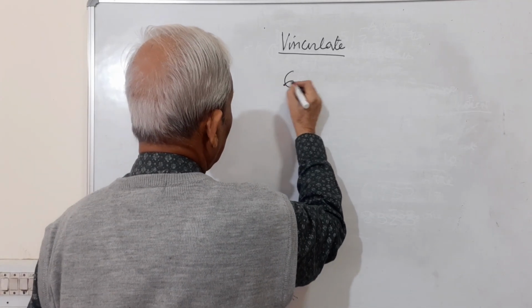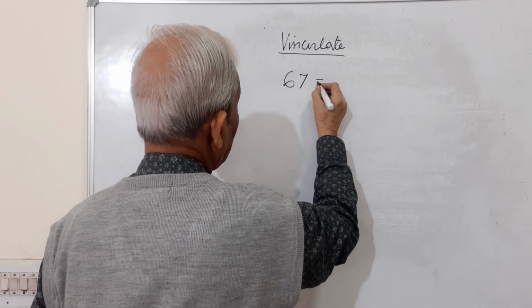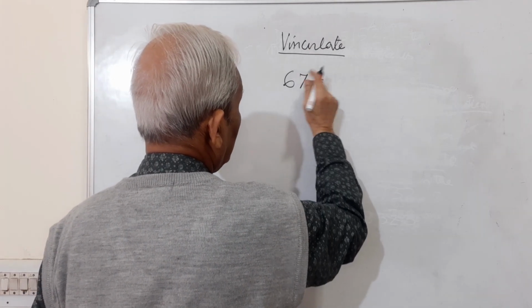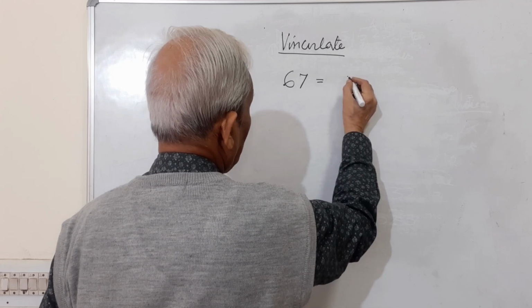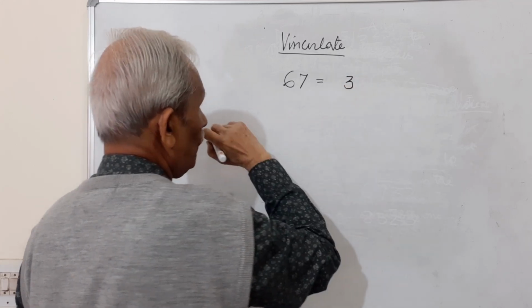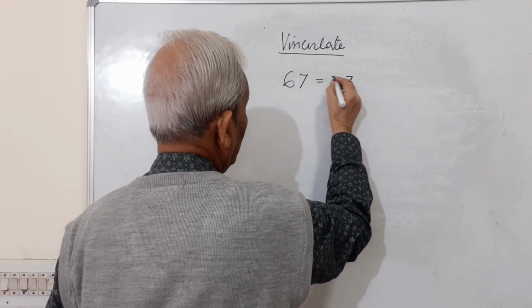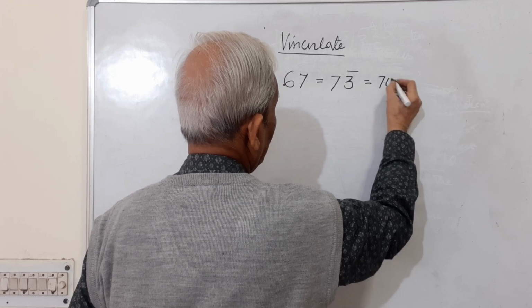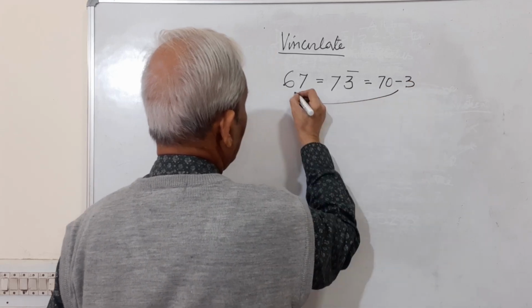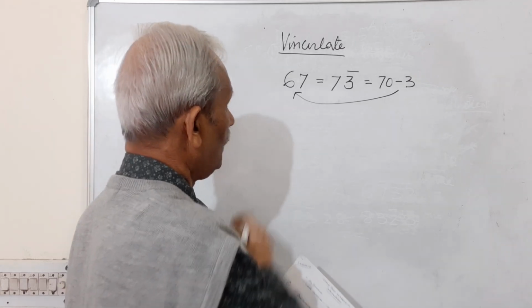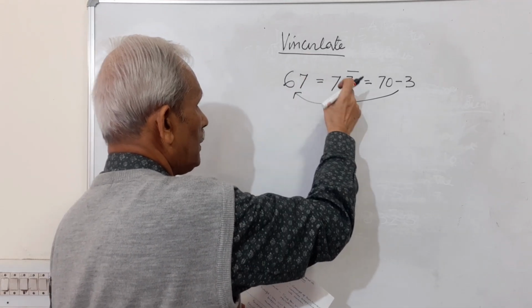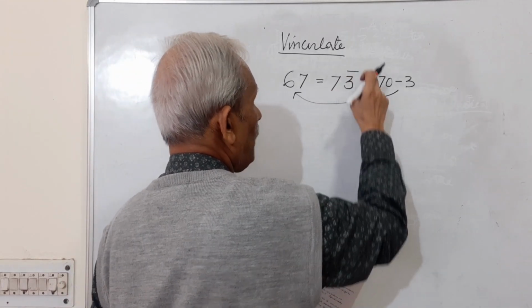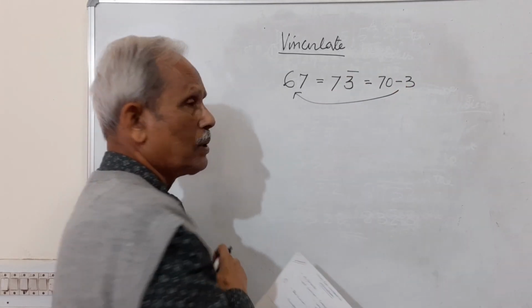Say for example, you have to convert 67. The 7 is to be converted into a bar number. Then what do you do? We subtract the 7 from 10 to make it 3. And then we increase this 6 by 1, make it 7, and this is the number 73 bar, because 73 bar means 70 minus 3, and 70 minus 3 is nothing but 67. I hope you remember it now. 67: we have subtracted 7 from 10 to make it 3, and increased the 6 by 1 to make it 7, giving 73 bar. 73 bar means 70 minus 3, which is equal to 67.